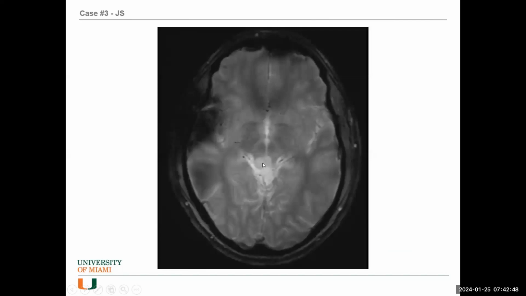You can also see, this is a GRE scan suggesting that this is not a hemorrhagic lesion either, so the likelihood of it being a cavernoma is also low. You can see that's outlined right there.